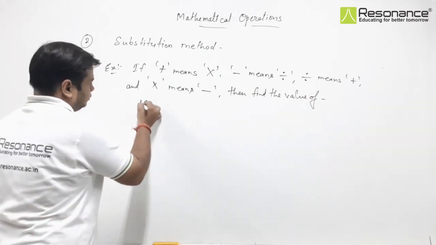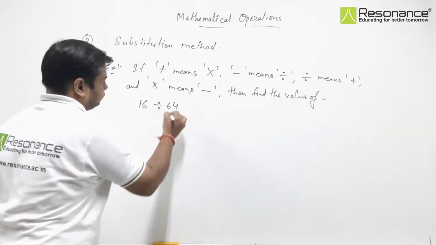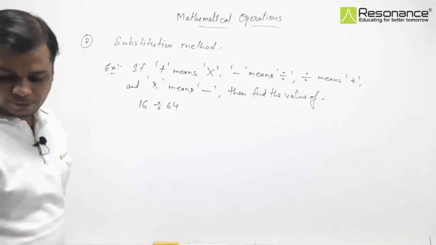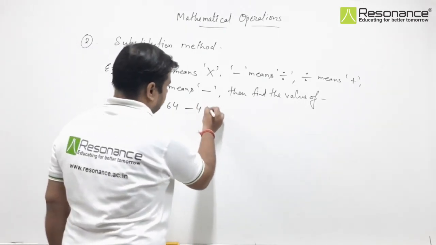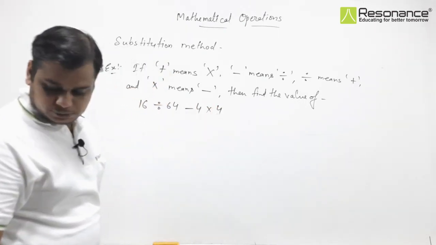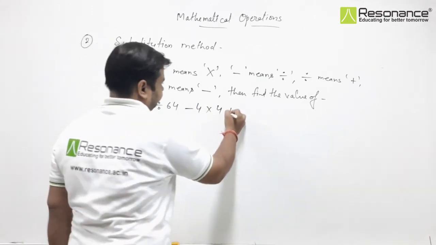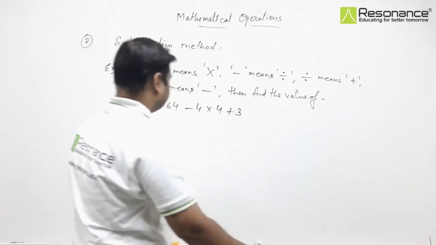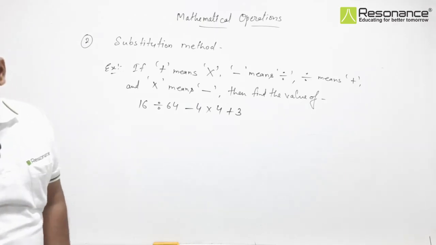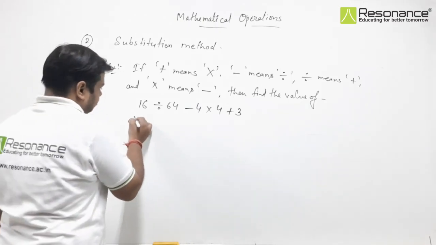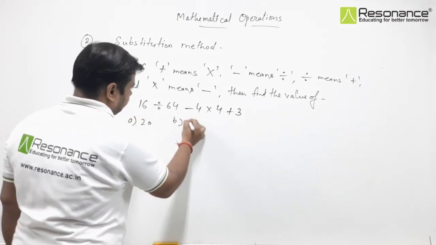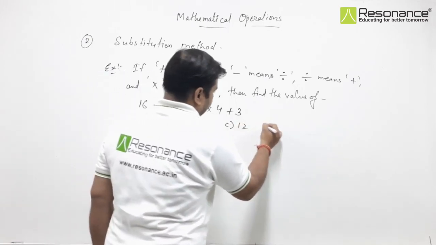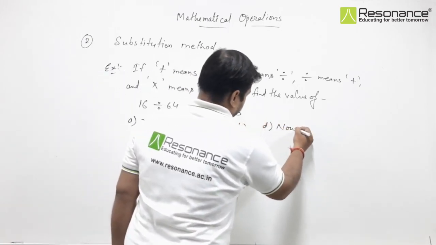find the value of 16 divided by 64 minus 4 multiplied by 4 plus 3, and the options are 20, 52, 12, none of these.